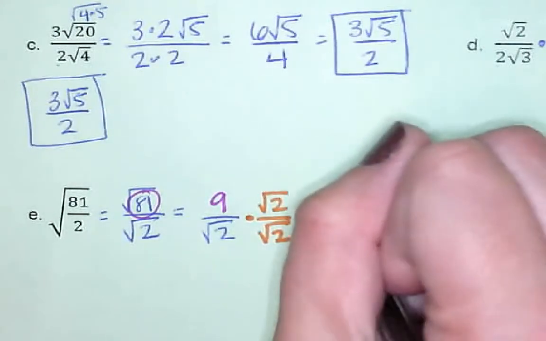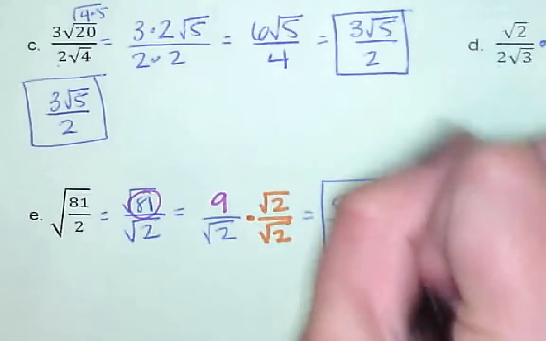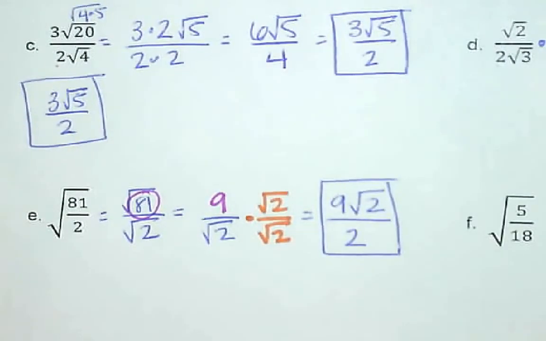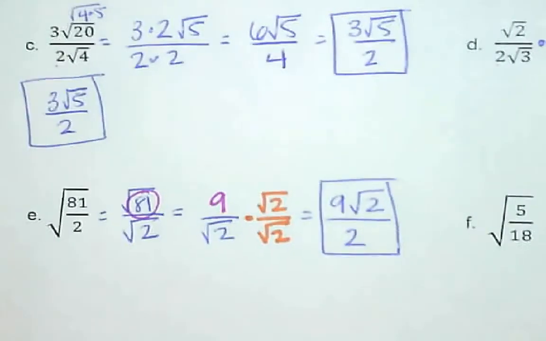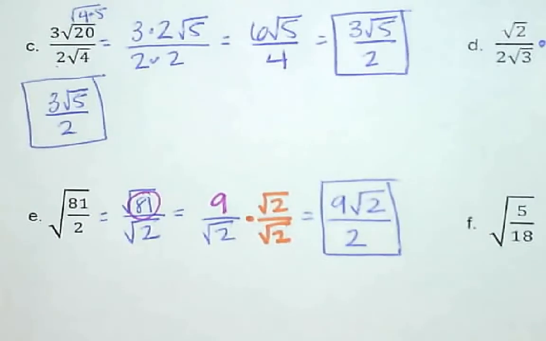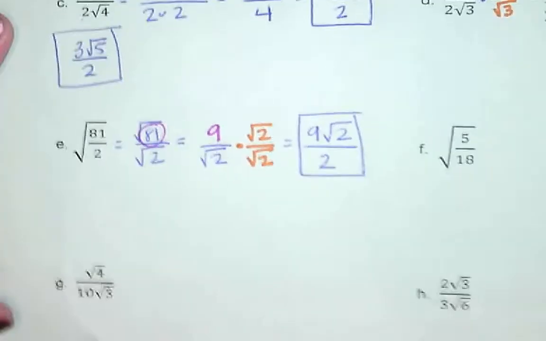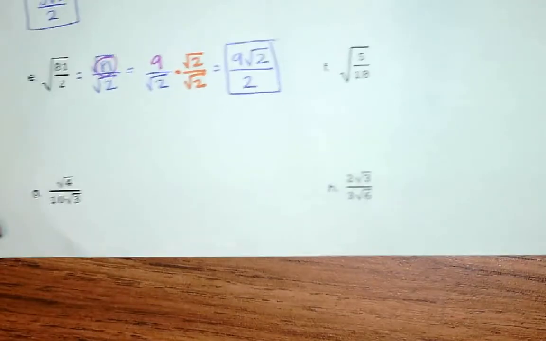Are you guys comfortable with that? So that becomes 9 square root of 2 over 2. And 9 divided by 2 does not simplify, so we are done. Are you guys tracking that there? All right. So now what I want you guys to do is I want you guys to do F, G, and H, based on some of these that we just did.